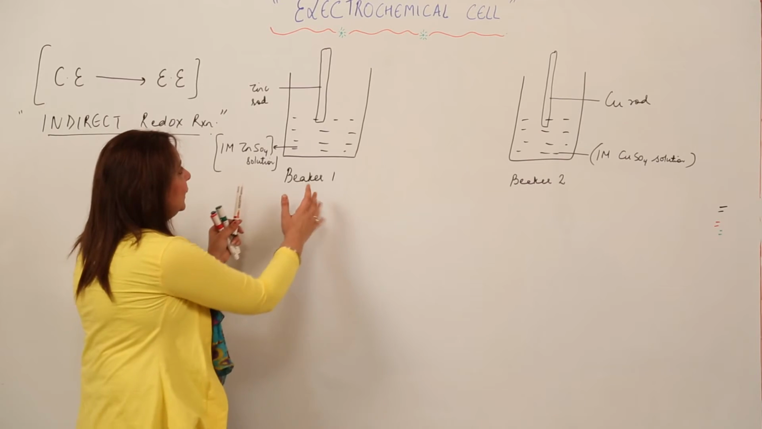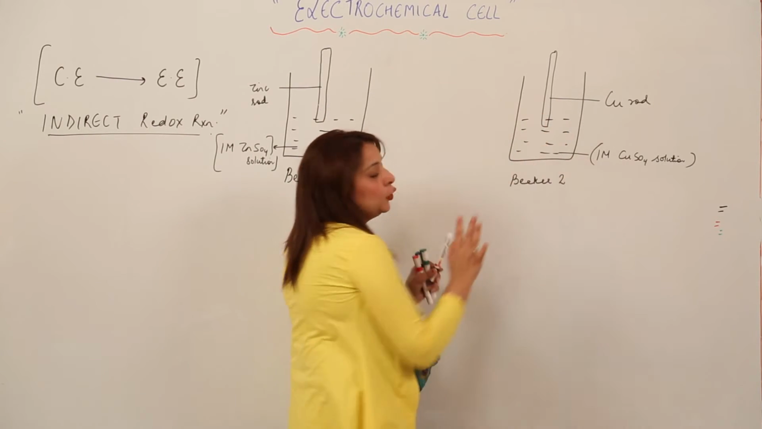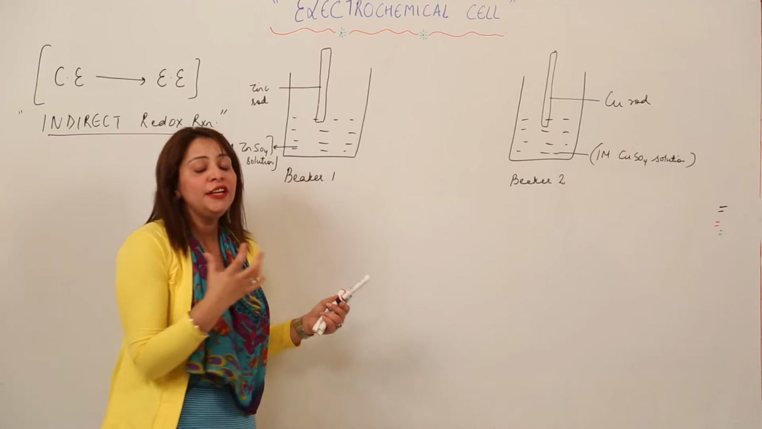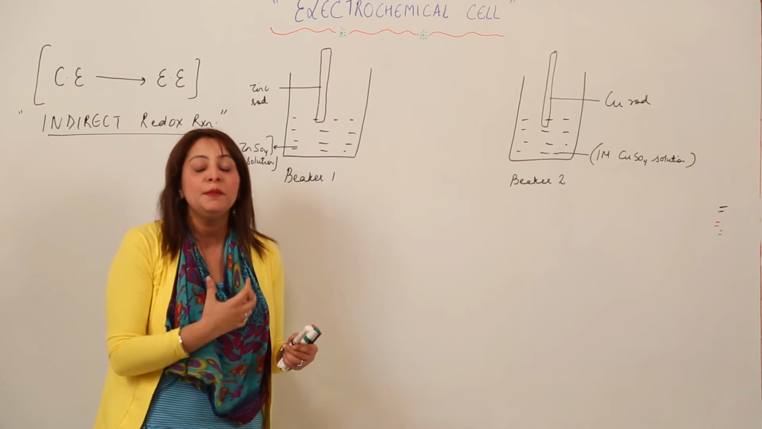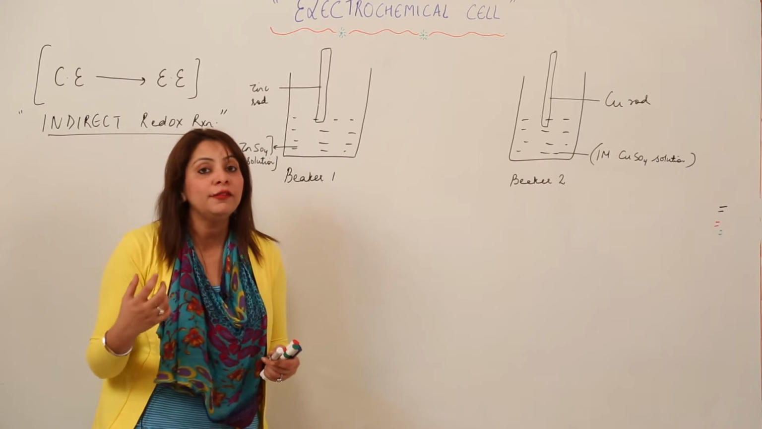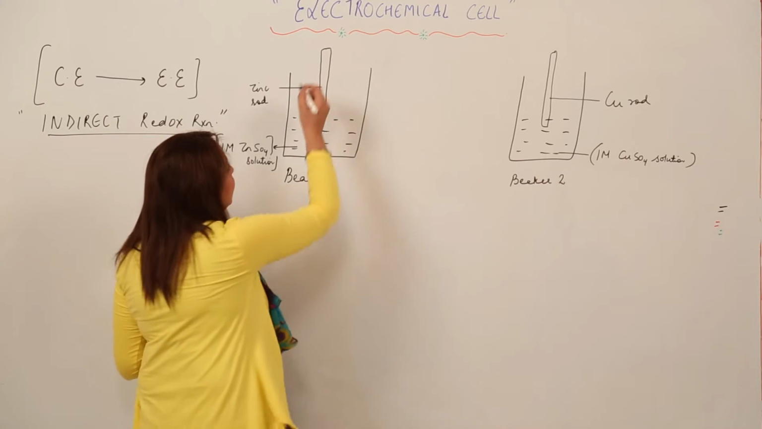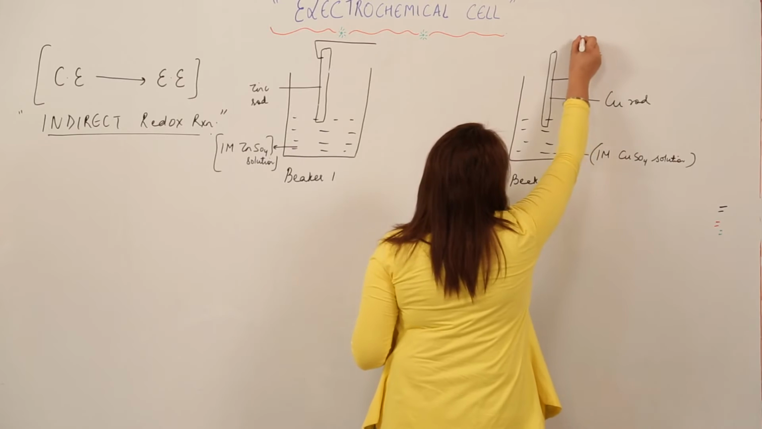See, beaker 1 contains the zinc rod and ZnSO4 solution. This is the copper rod dipped in copper sulfate solution. Now we need to connect these two beakers because the oxidation and reduction will take place in them, and we need to have a certain contact between them through which the electrons can flow. So how are they connected? These electrodes are connected by means of a wire.